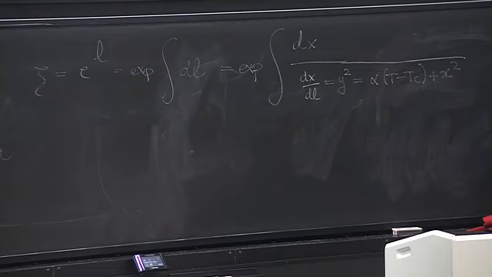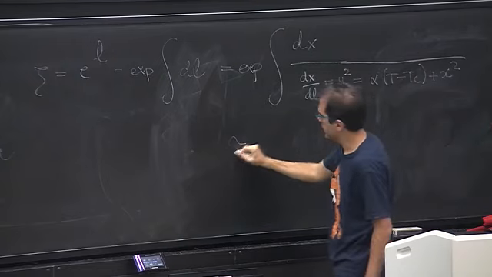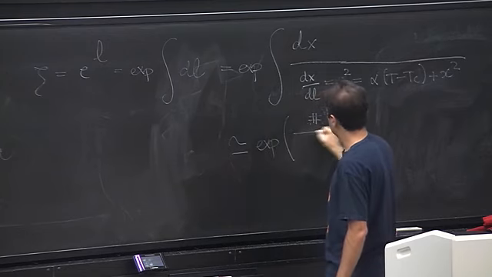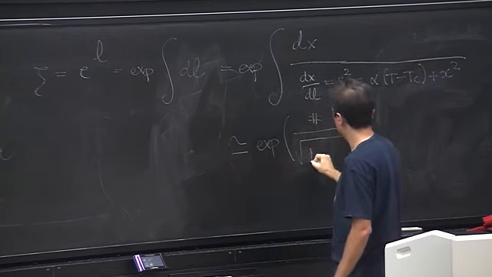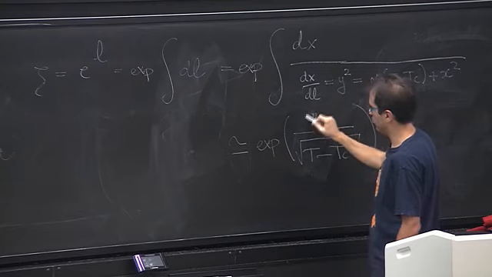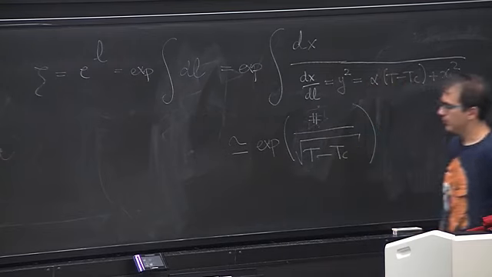And now you see that you can rescale x by the square root of t minus tc. Then, if these x endpoints are of order 1, just rescaling x gives me the exponential of some number divided by the square root of t minus tc. And the number, I don't know for sure. That depends on the details.